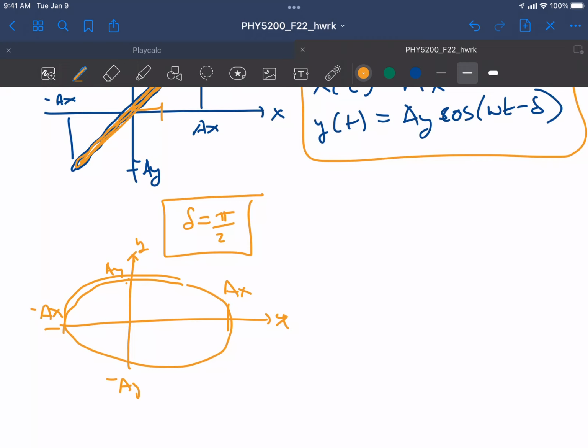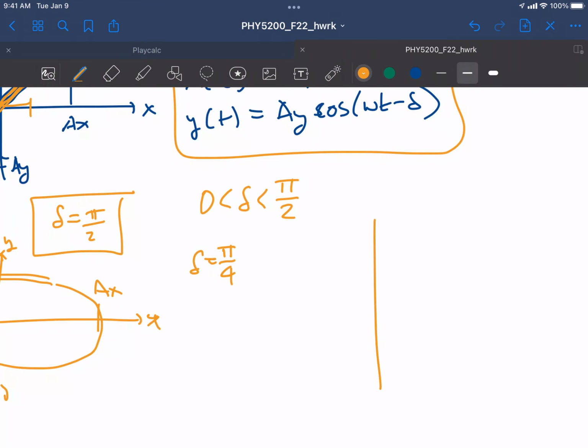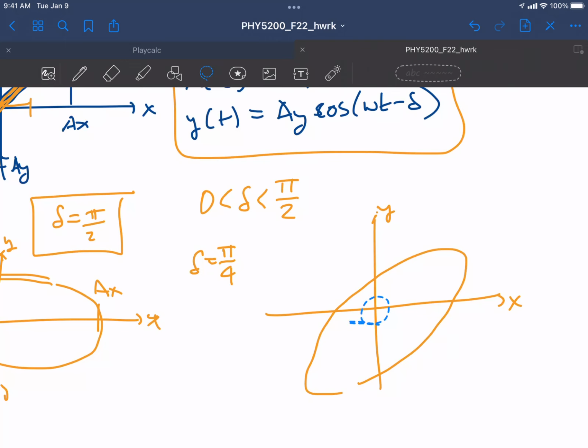And if you have some motion where you have even smaller delta in that range, let's say delta is pi over 4. Then the motion looks like this, x and y, and that's not very well centered, but I can do that in post-processing, something like that.